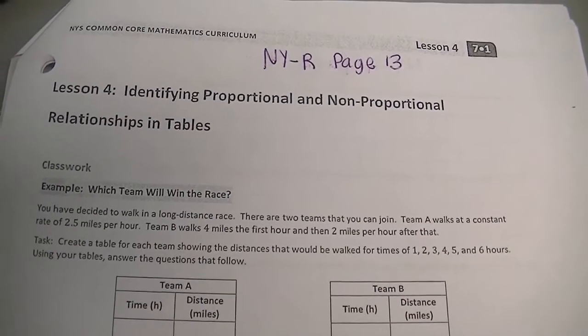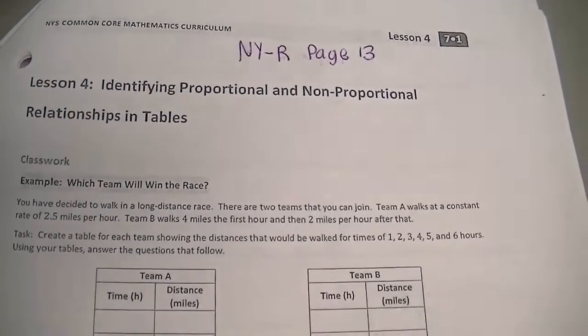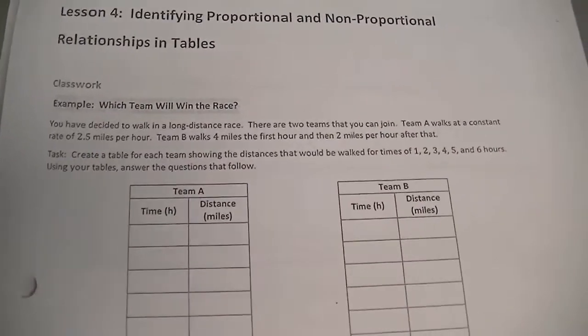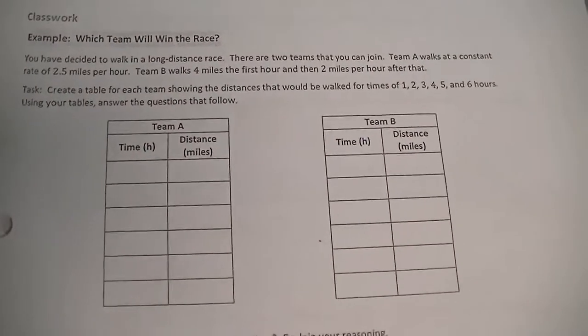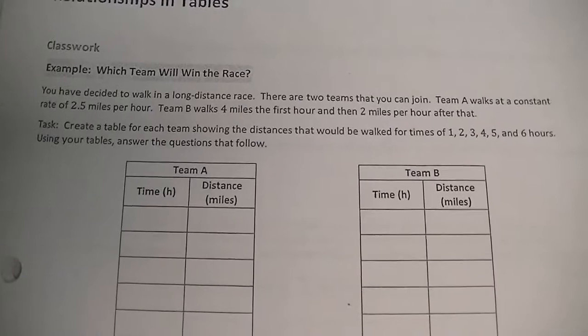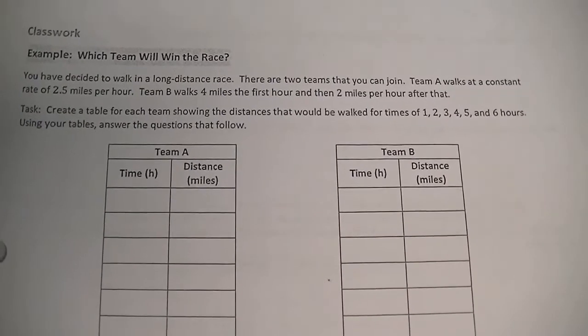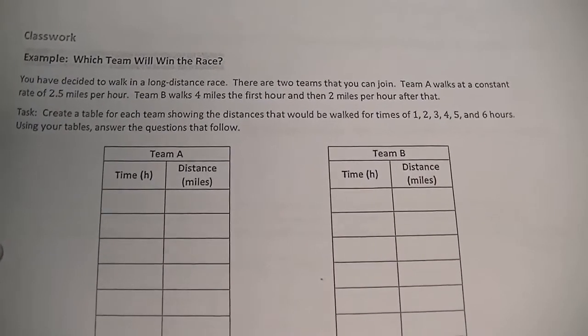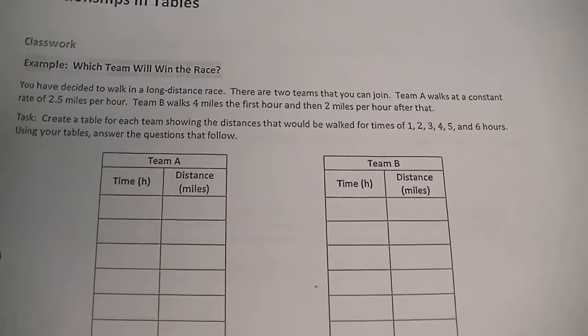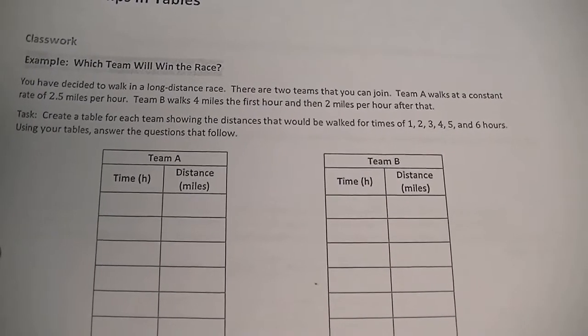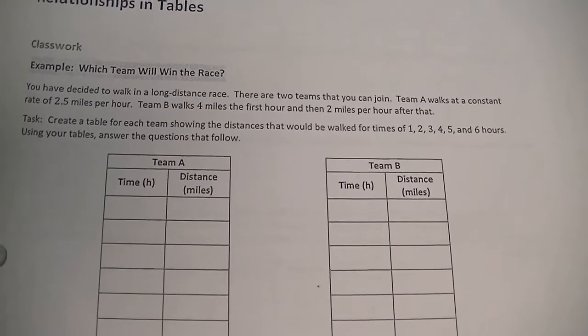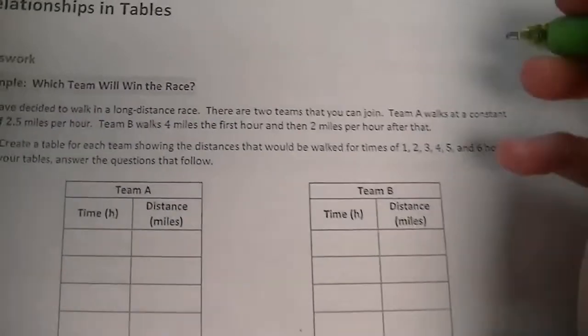This video is going to show you how to complete the problem on page 13 out of your math book. So the example says, which team will win the race? You've decided to walk in a long distance race. There are two teams that you can join. Team A walks at a constant rate of 2.5 miles per hour. Well, I'm going to underline that constant rate.